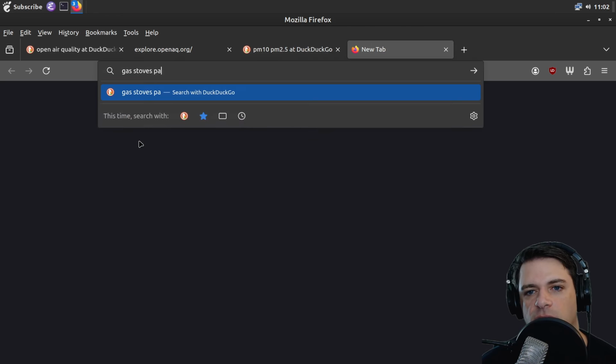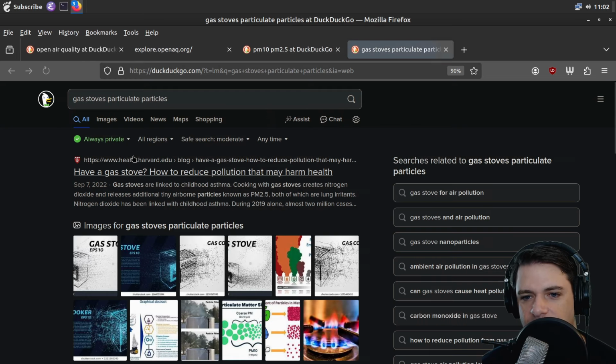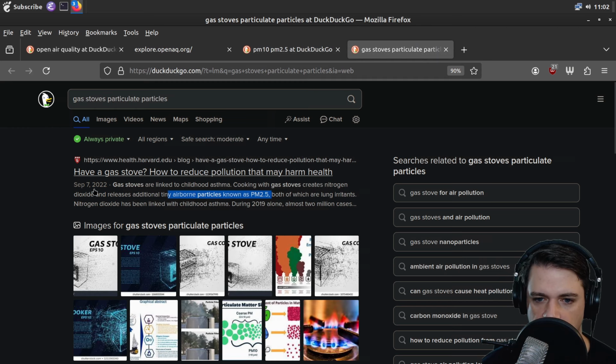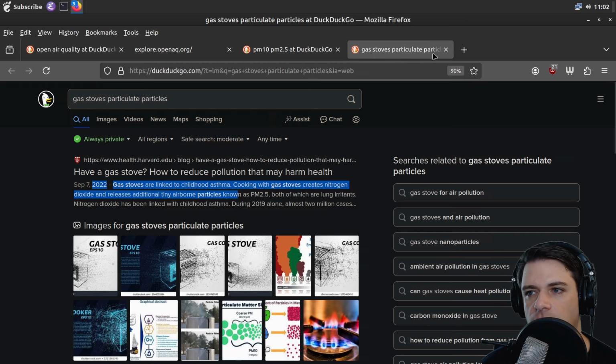So gas stoves, particulate particles. I mean, that's redundant, right? But okay, so this seems to be telling me cooking with gas stoves creates nitrogen dioxide and releases additional tiny airborne particles known as PM2.5. Okay, so that's just useful to know.